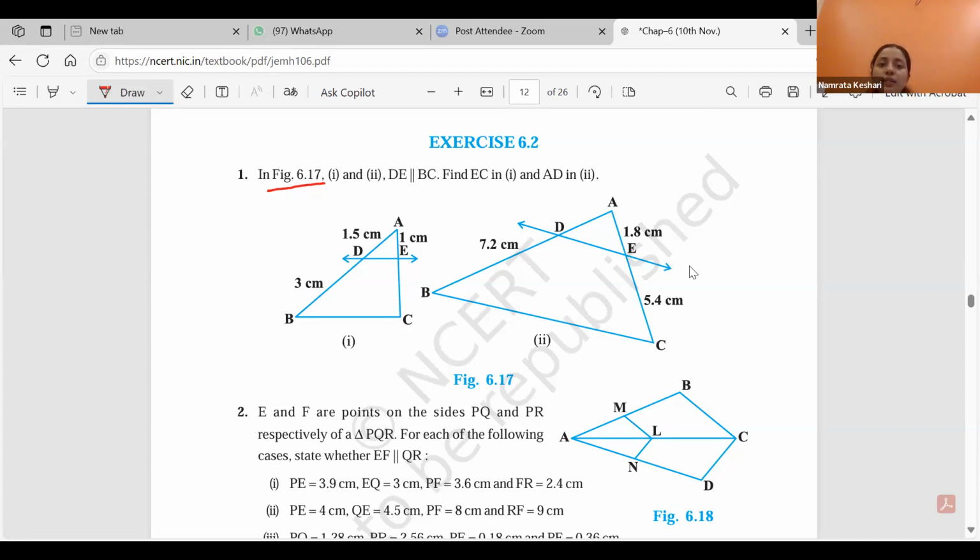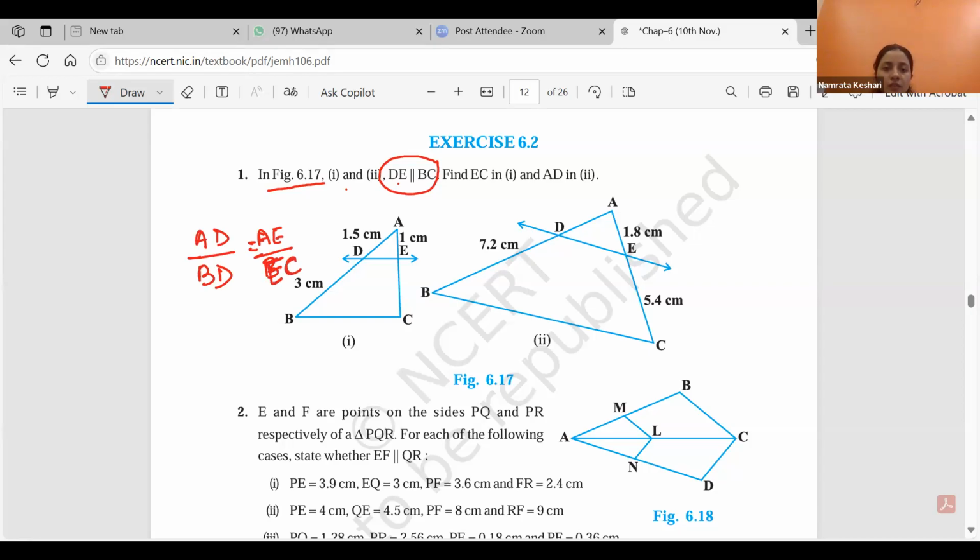In 6.17 there are two figures, figure 1 and 2. DE is parallel to BC. It is given to you that DE and BC are parallel. Let's focus on the first figure. The moment we find that DE is parallel to BC, that means the ratio will be the same. Ratio means AD by BD will be equal to AE by EC. Yes or no?